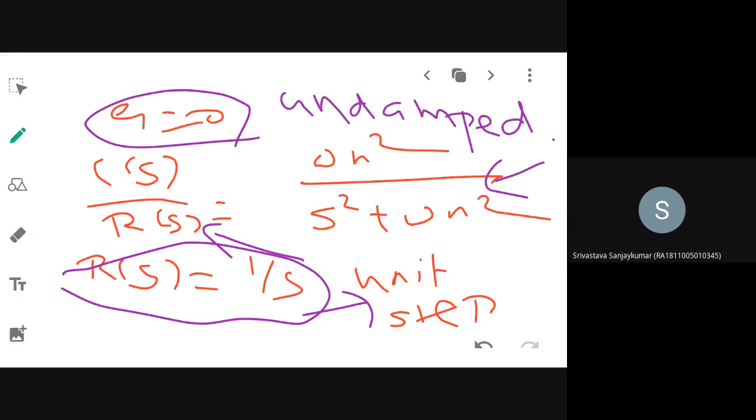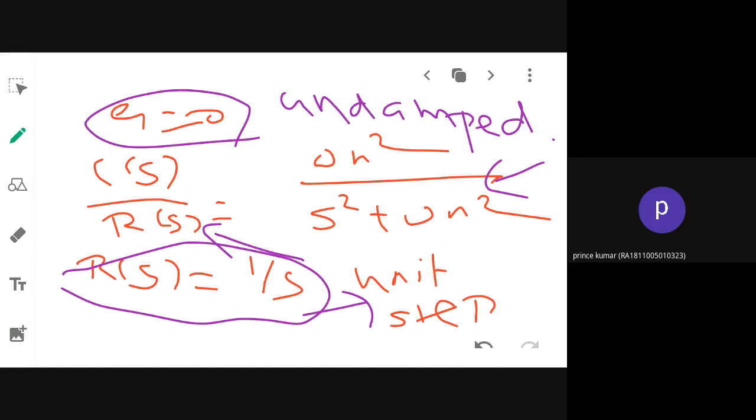What case? Unit step. For what system? A second order undamped system. Zeta takes 0, so it is what case? Undamped. Okay, so you are going to derive the C of t value for a second order undamped system provided with the unit step input.